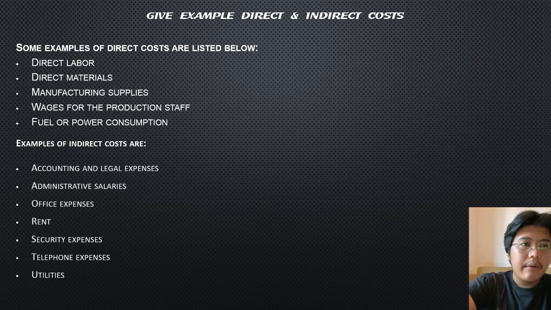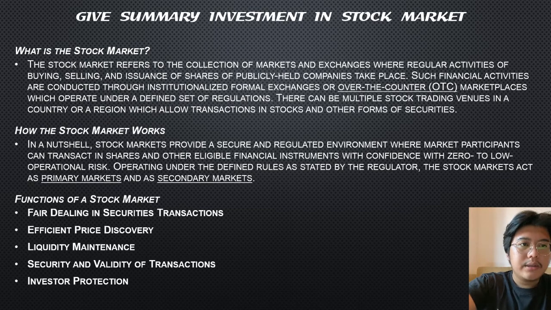Some examples of direct costs are listed below. Okay, the first example is direct labor and direct material, manufacturer supply, and wage for the production staff, and fuel of power consumption. Examples of indirect costs are accounting and legal expense, administrative salaries, office expense, rent, security expense, telephone expense, and utilities. Okay, the next question is give summary investment in stock market.